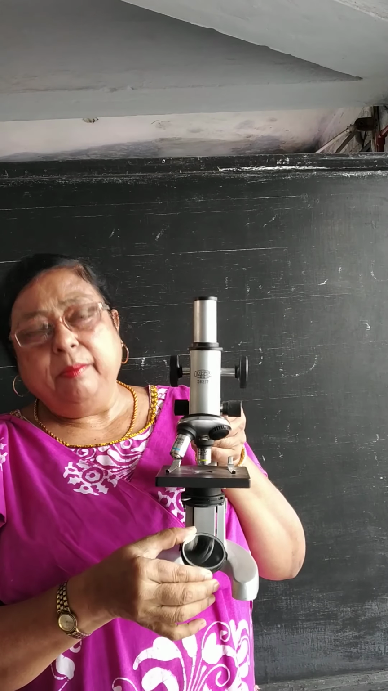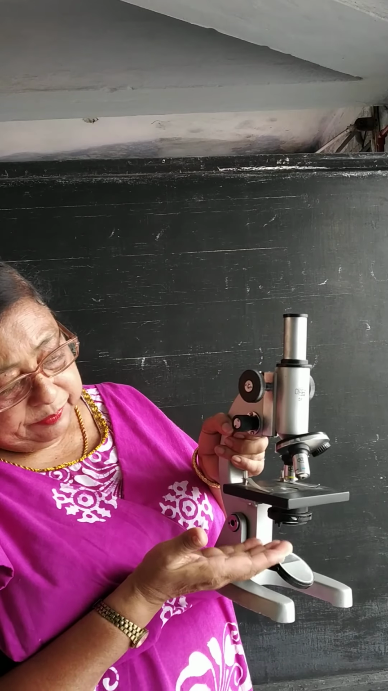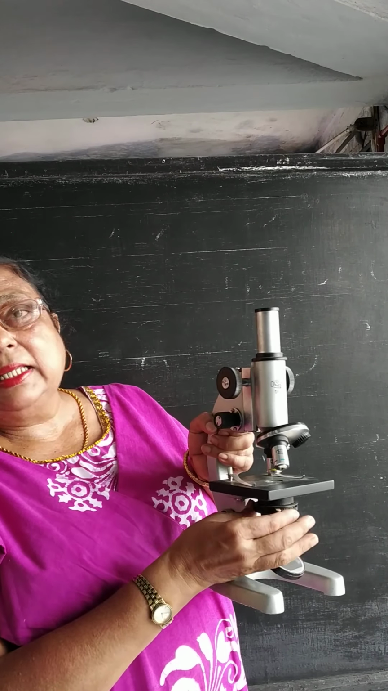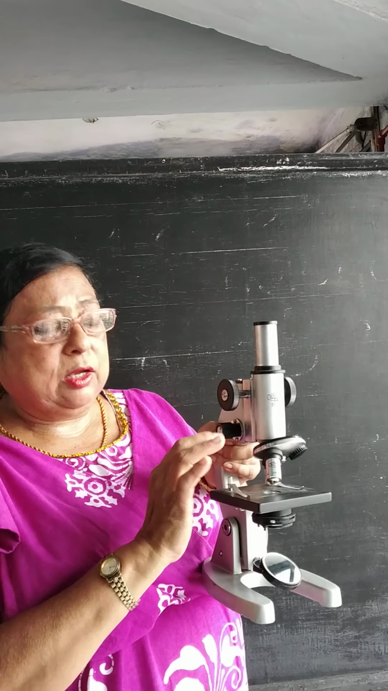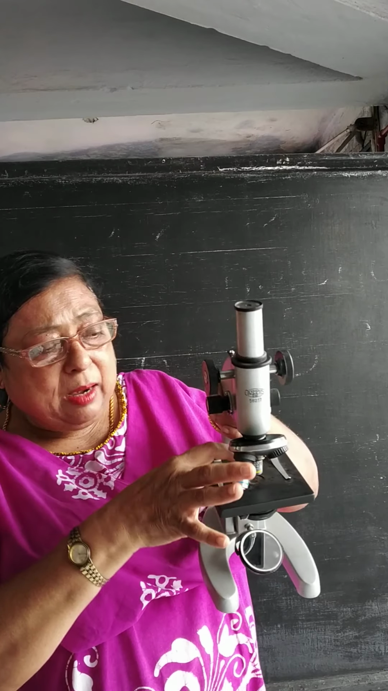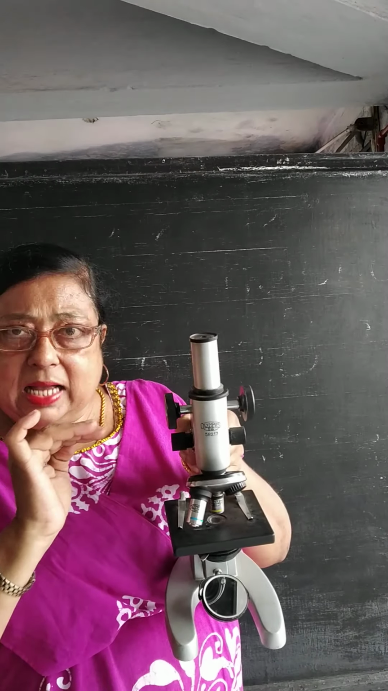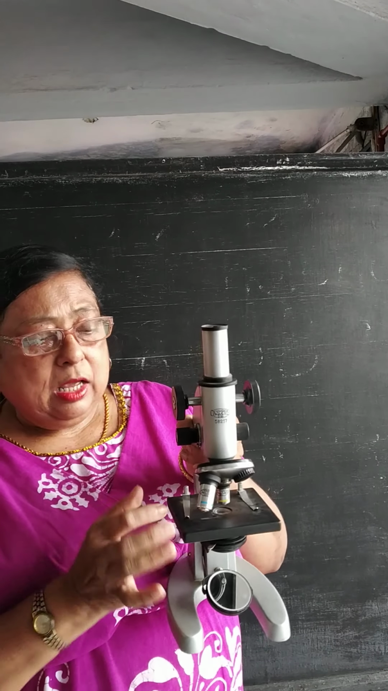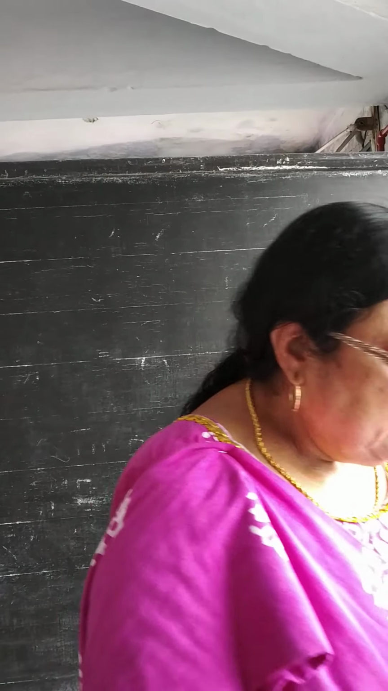Then here is the mirror. From below, light will be reflected over here, and here is the condenser. And the light passes through the condenser over the stage. This is the stage. Now over the stage, in the central part here, there is an opening, and a glass is fitted over here, so that you can keep your slide over here for viewing.